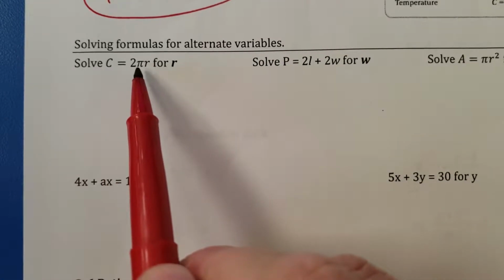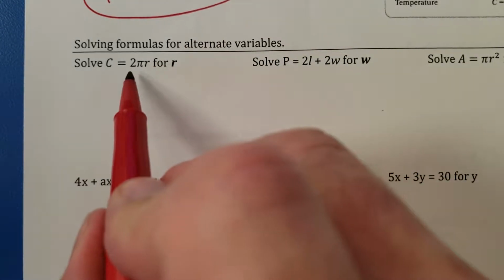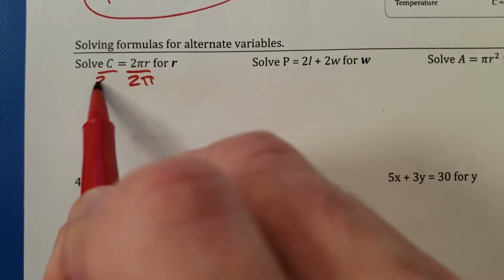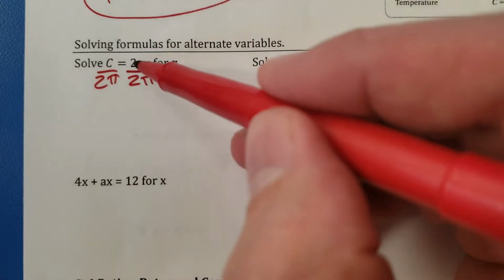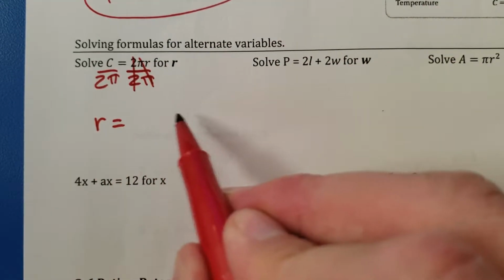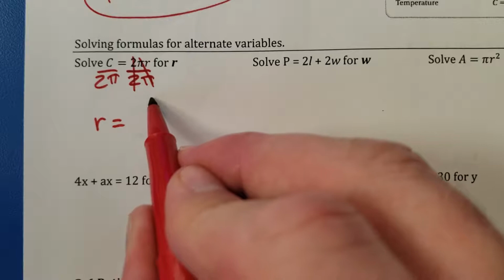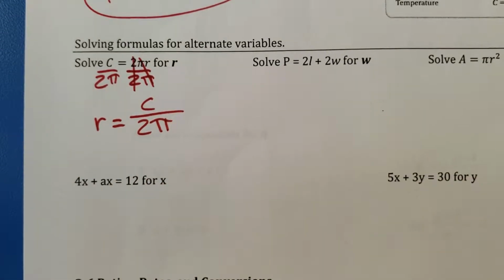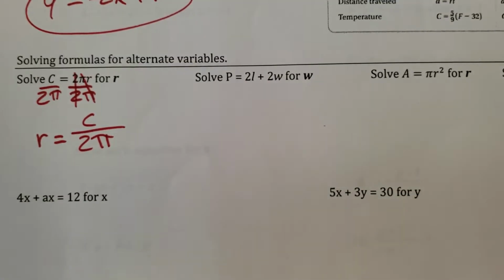The 2 and the pi and the r are connected by multiplication. So you can take them both out in one swing, divide both sides by 2 pi. 2 cancels, pi cancels. R is by itself. The r, the radius, is going to equal the circumference divided by 2 pi. Look at that. Not too bad, right? You can do the same thing as I can.